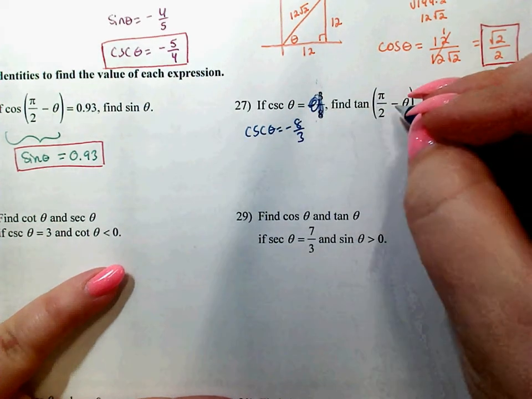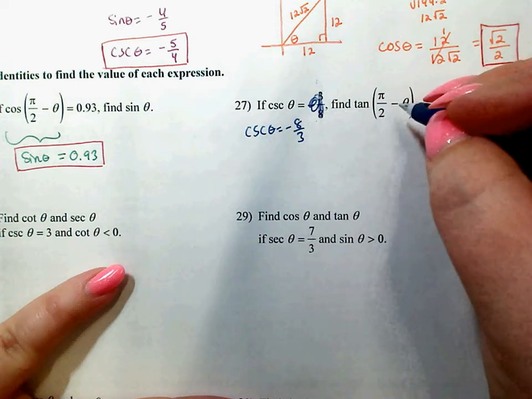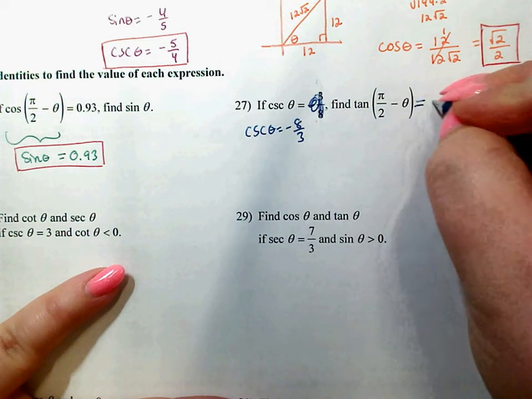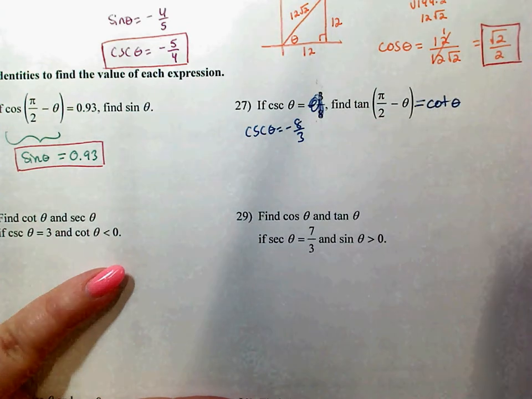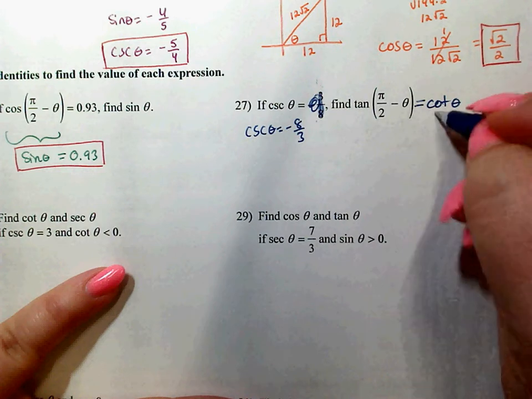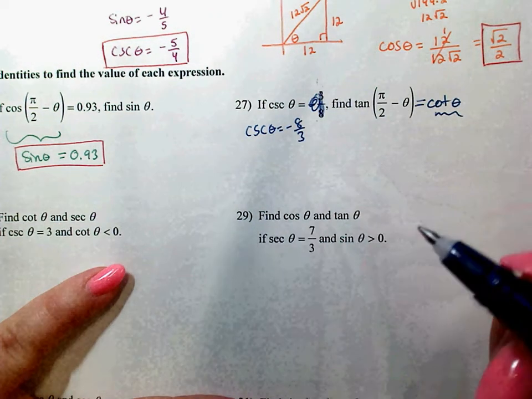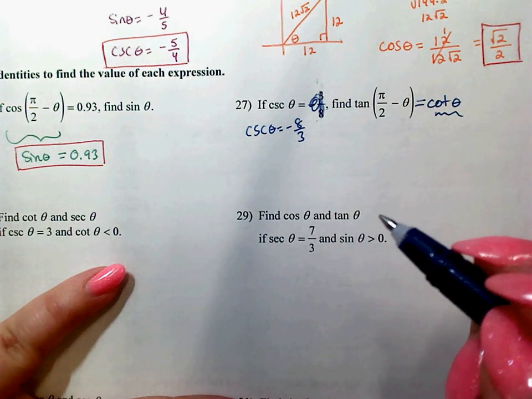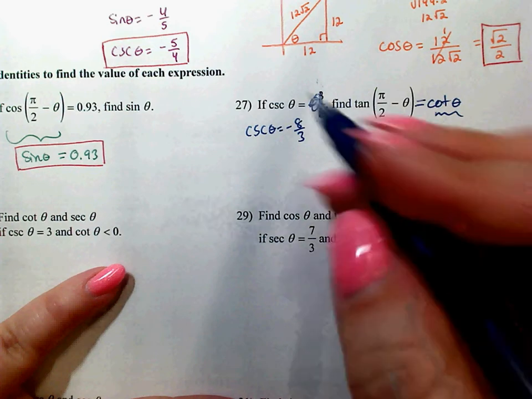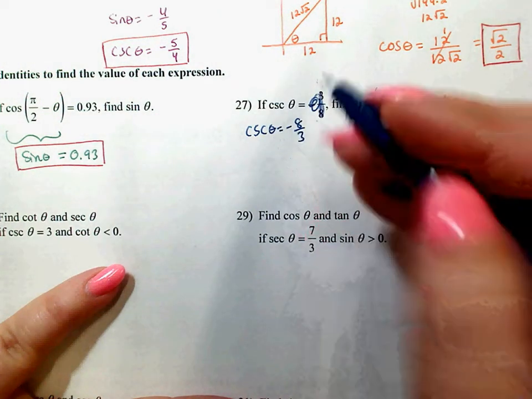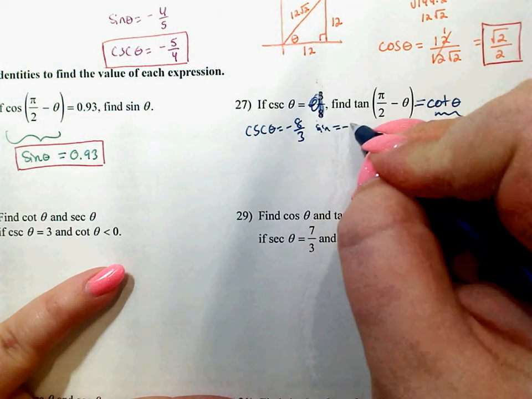First off, I'm going to deal with this. It says find tangent of pi over 2 minus theta. To me, that's just saying, hey, find cotangent, because tangent and cotangent are cofunctions. So this is what I'm going to be finding. I know cosecant is -8/3. There's two different ways to solve this. I know cosecant is the reciprocal of sine, which means sine is -3/8.